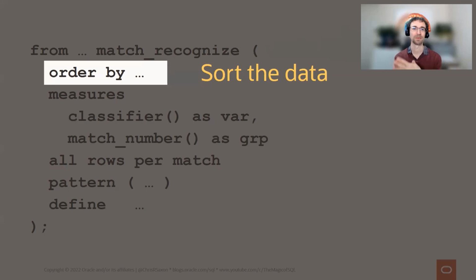Without that order by, you don't know which sequence was processing data, so we're probably not going to get the result we're looking for. And we'll actually see some examples of how this can affect the output as well.